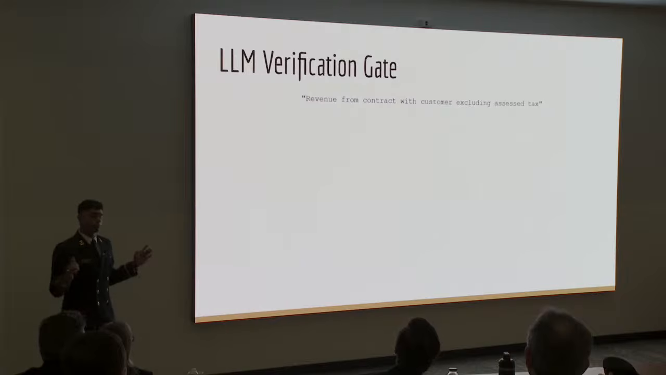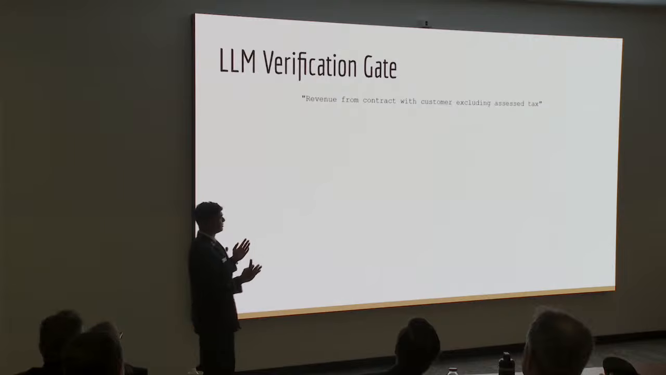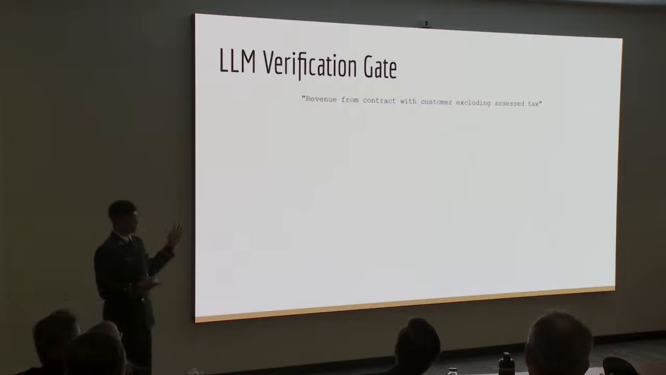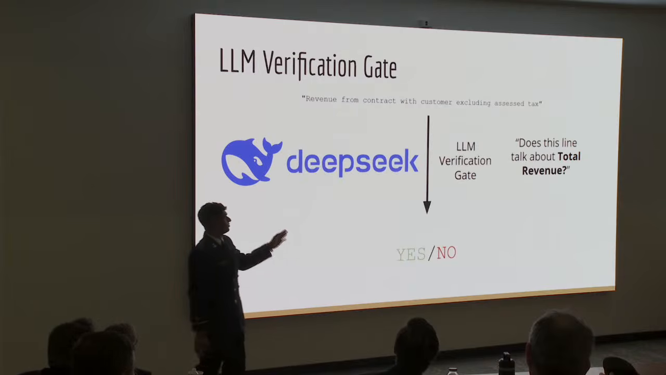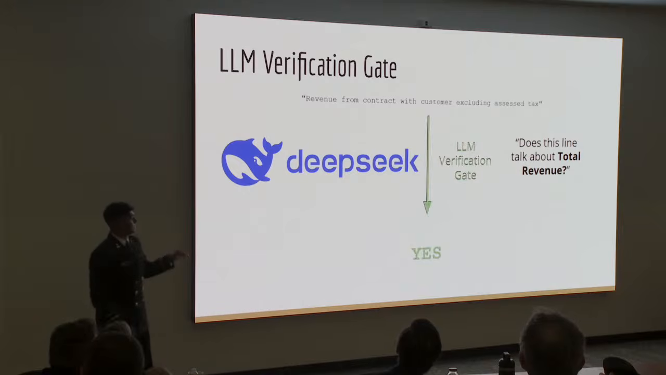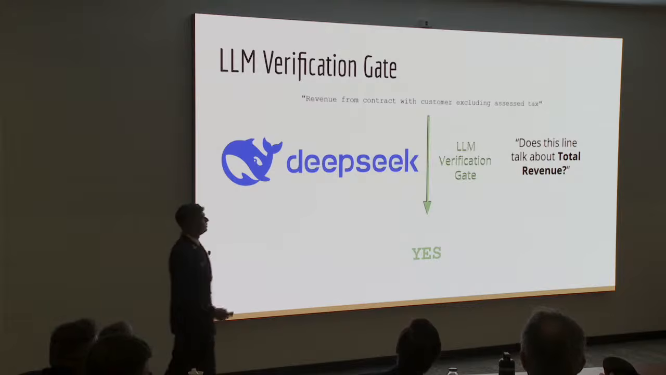But as we all know, large language models are not perfect, and so we have another line of defense called the verification gate. And so now we have this sentence, and we take it to a large language model saying, does this line talk about total revenue? And it responds with a yes or no, and that's how we get, yes, this is the line that's talking about total revenue.